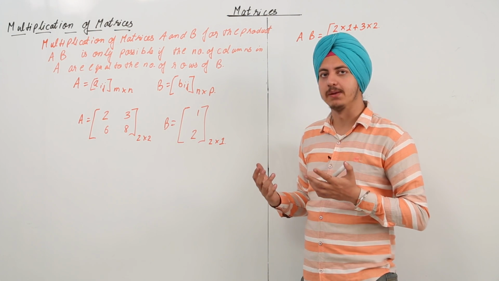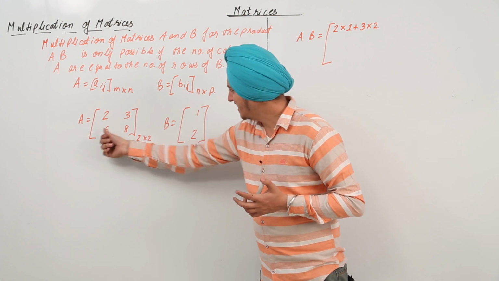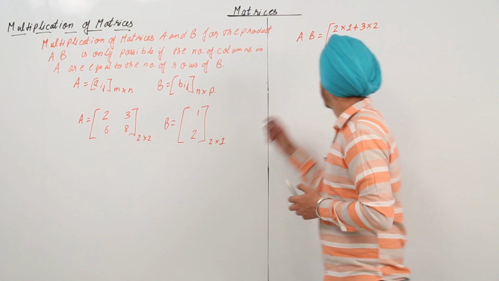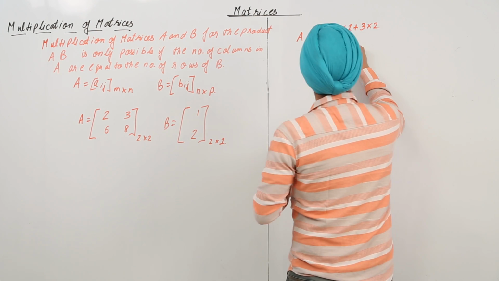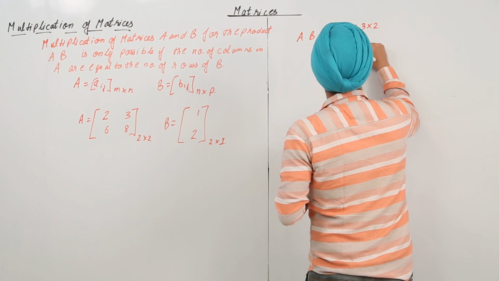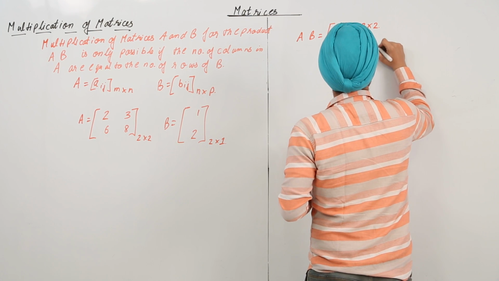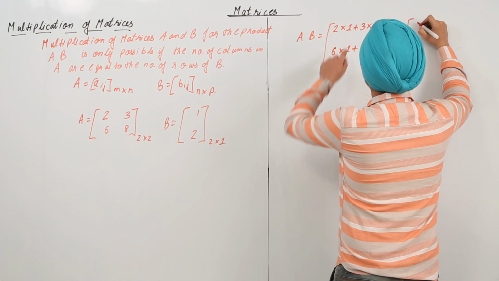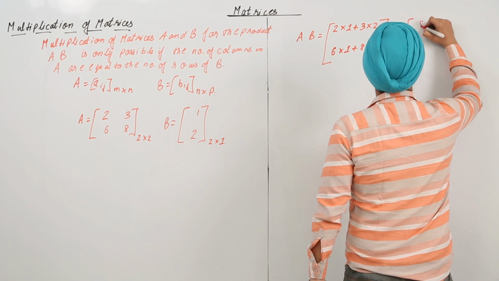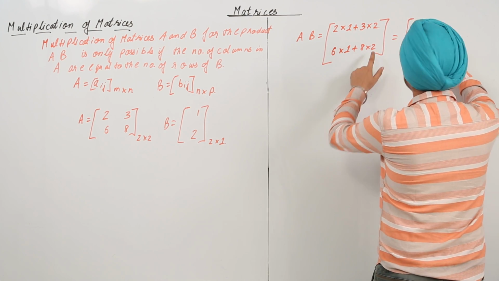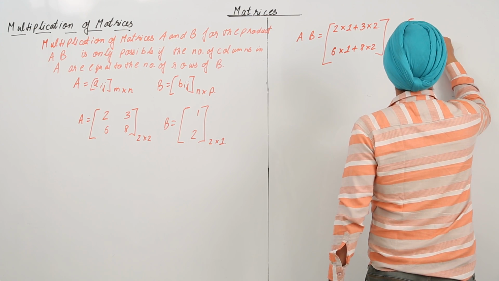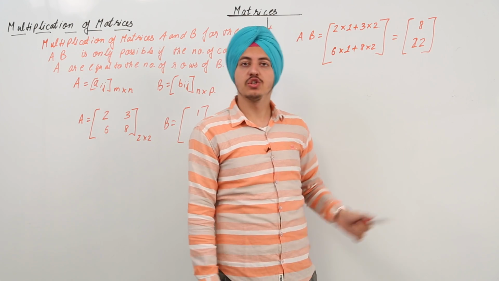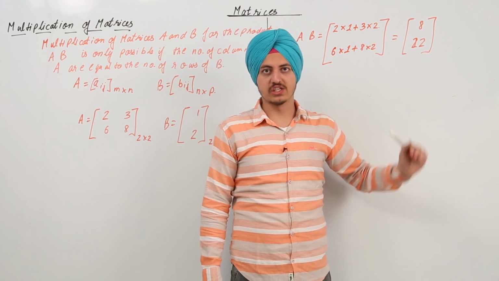Now the second element is this into this plus this into this, so that element is going to come over here. So this is 6 into 1 plus 8 into 2. So this is equal to 2 plus 6, that is equal to 8, and 6 plus 16, that is equal to 22. So the matrix AB is 8, 22 in this way.